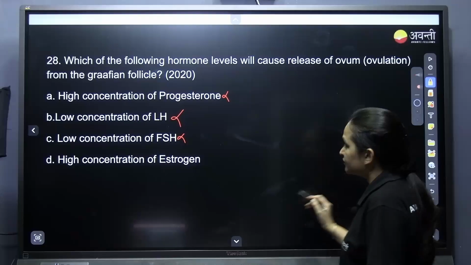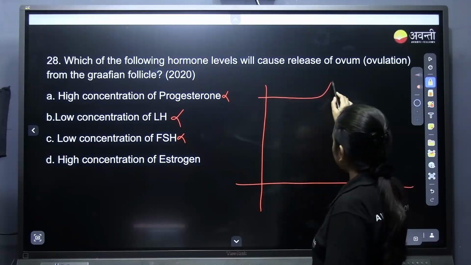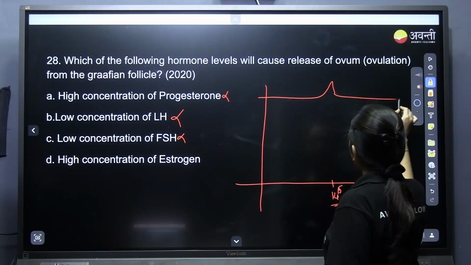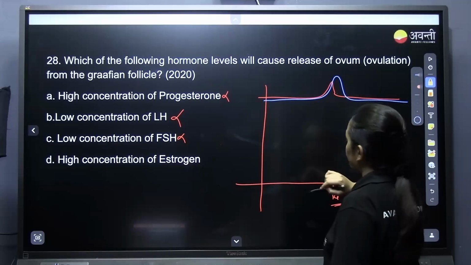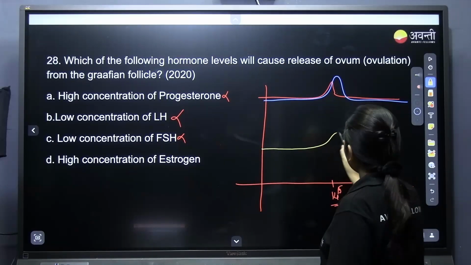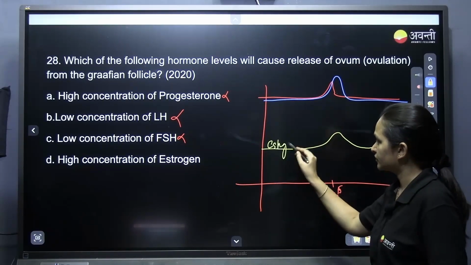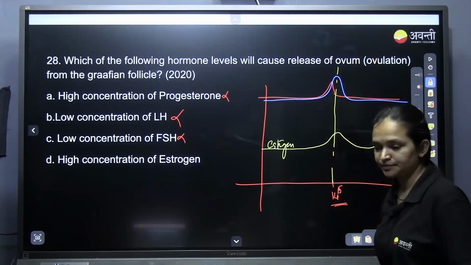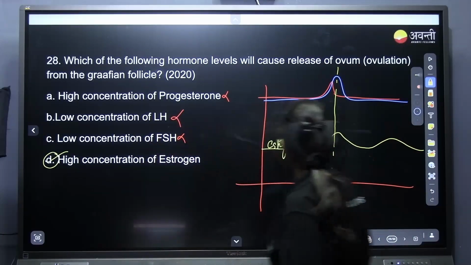In the middle of the cycle, on the 14th day, the ovulation day, there is FSH and LH, isn't it? And if you see the estrogen here, estrogen is also high on the 14th day. So, high concentration of estrogen. D for Delhi is the correct answer.